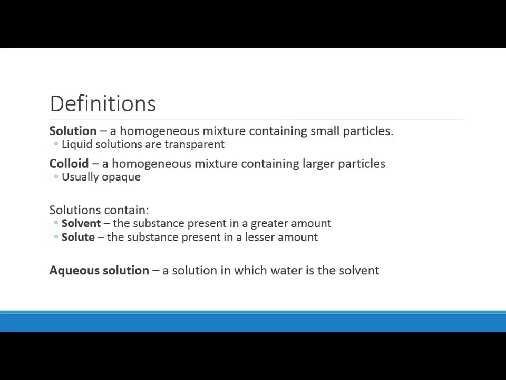Now, there are cases in which you can have multiple solutes. Right? If you have something like coffee, it has caffeine and tannic acids and some sugar and a whole bunch of different things dissolved in the solvent, which would again be water. All right, so you can have more than one solute, but typically only one solvent. And then you can also have aqueous solutions, which are the most common. This is where the solvent is actually water.